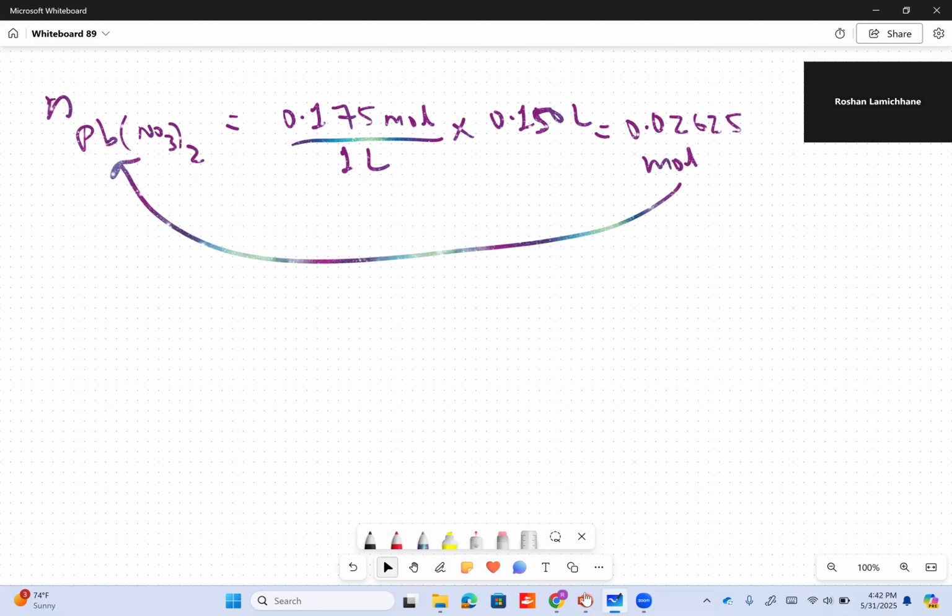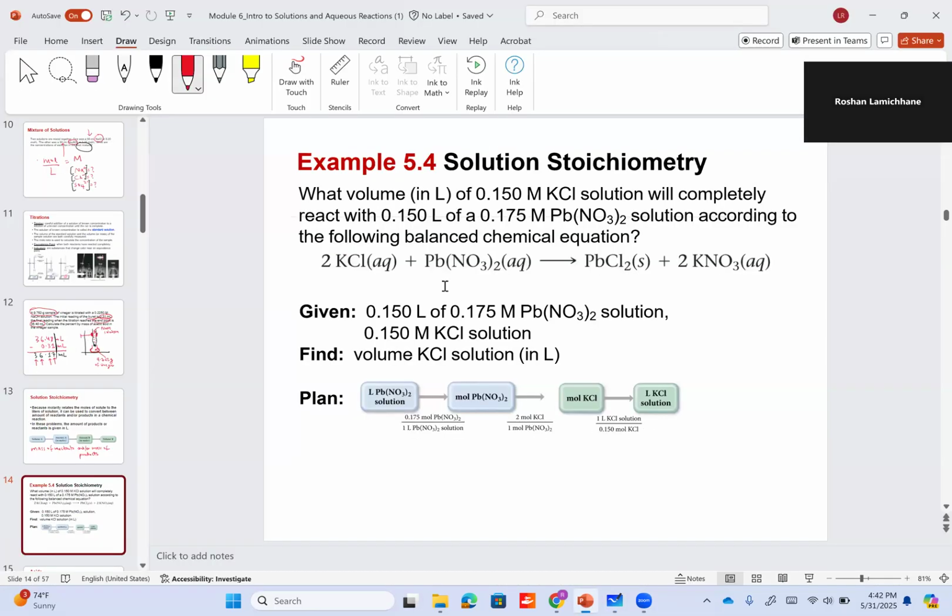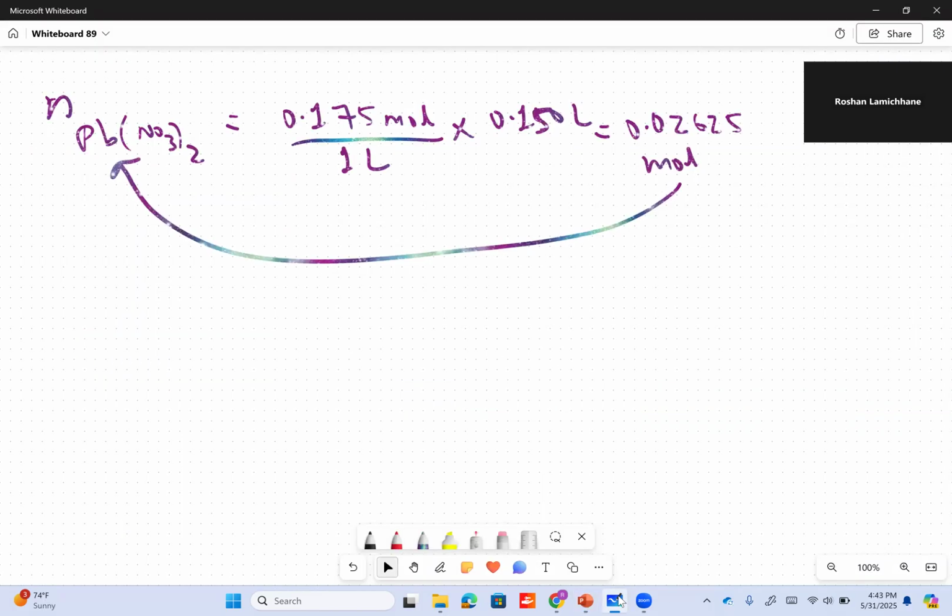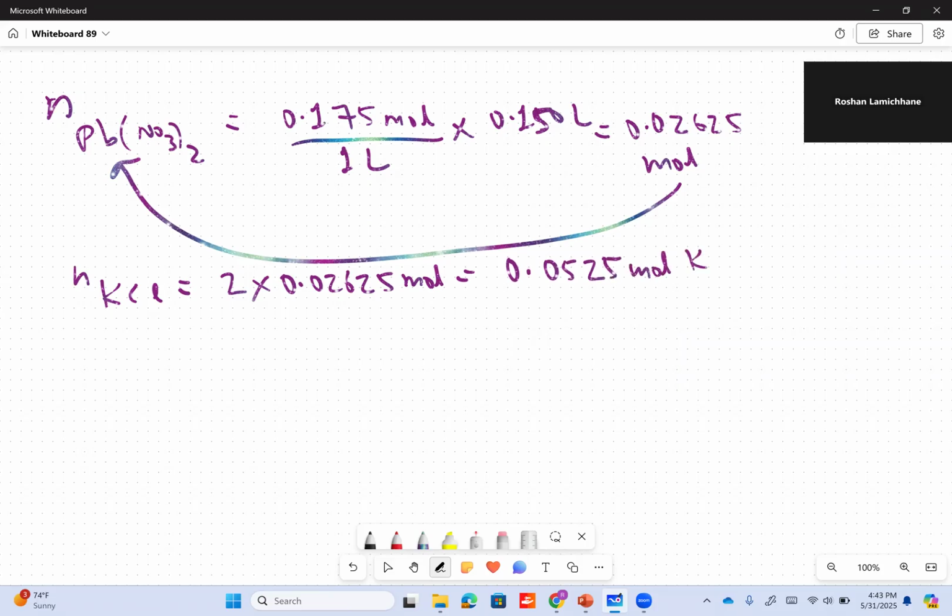Now, if you look at this reaction, it's telling me that 1 mole of this reacts with 2 moles of KCl, and that means you need twice the number of moles of KCl. That is why, if I want to find the number of moles of KCl, all I do is take 2 times 0.02625 mole, and that gives me the value 0.0525 mole of KCl.